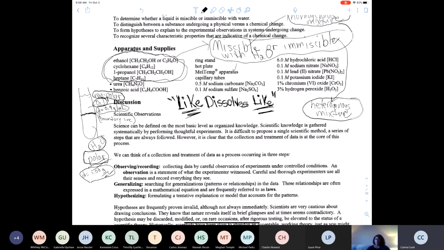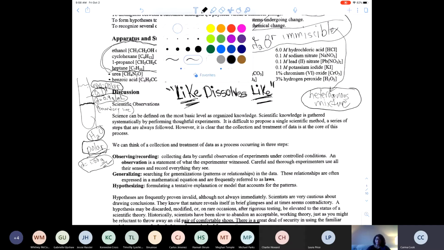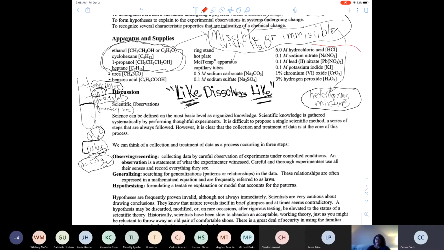And so then we're going to do a chemical changes experiment in which we're going to observe 5 different reactions by combining 2 of these chemicals with each other at a time.